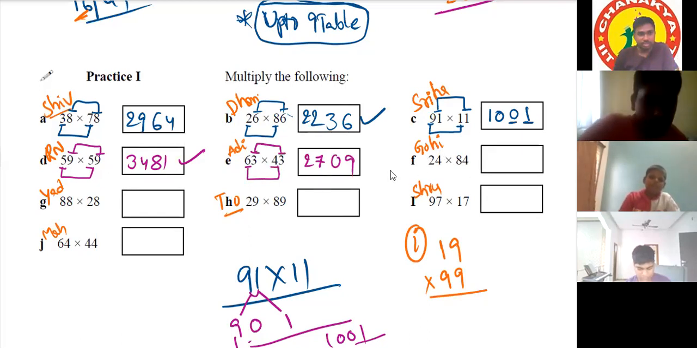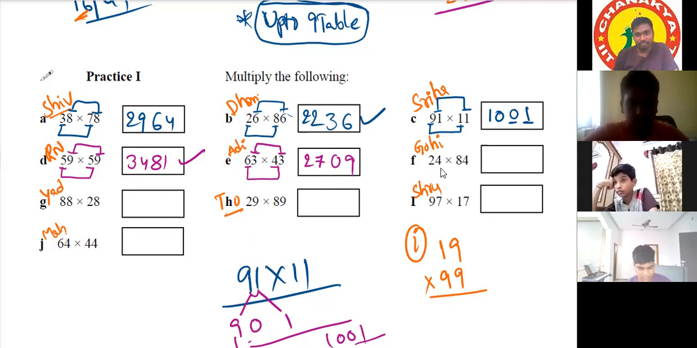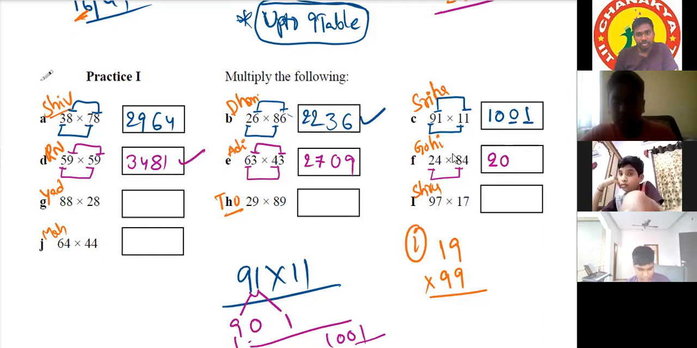We'll do it last. If you are comfortable, we'll do it now only. Okay, sir. Sir, 2 8s are 16, sir, plus 4, the common number, that is equal to 20. Very good. Then 4 into 4, 16. That's all.